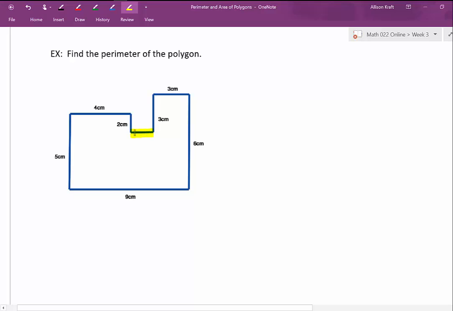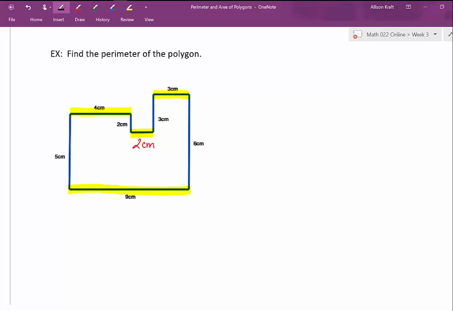This missing piece plus these other two pieces make up the same length as the bottom. So we just need to figure out, well, what would I have to add to 4 and 3 to get 9? The side here is 2 centimeters.